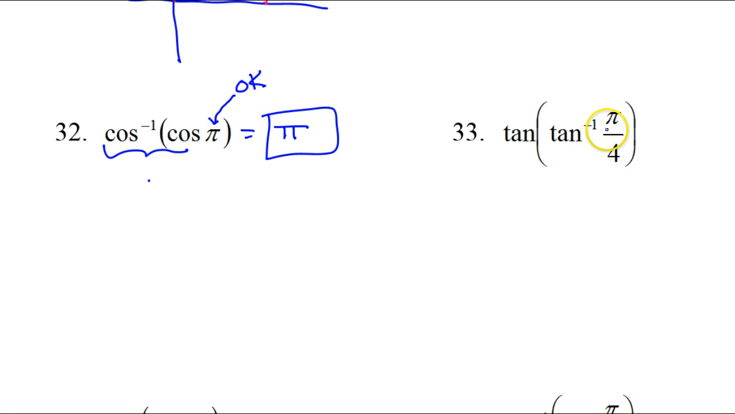Okay, look at this one. Oh, look, the inverse trig function is on the inside. I don't need to worry about the restricted values. These are going to cancel each other out, and I'm going to get pi over 4.